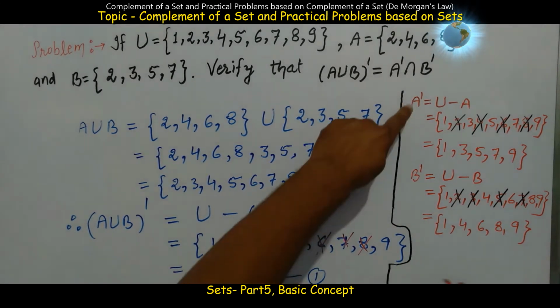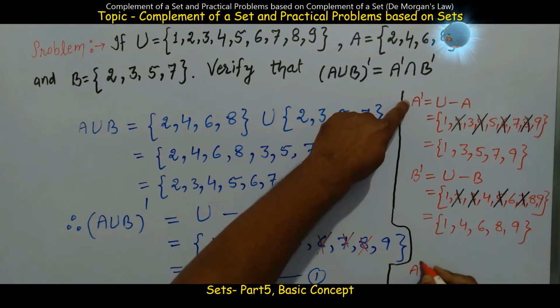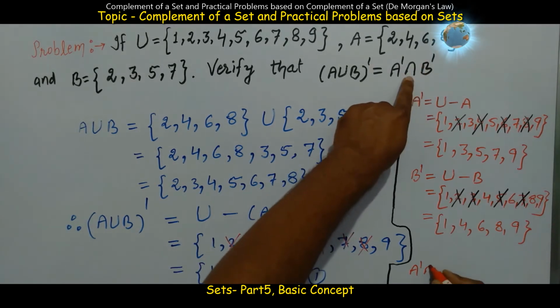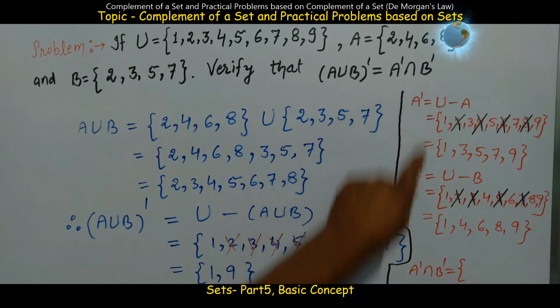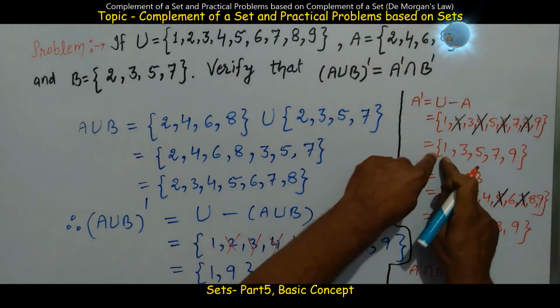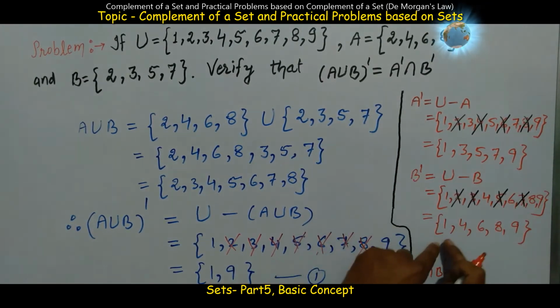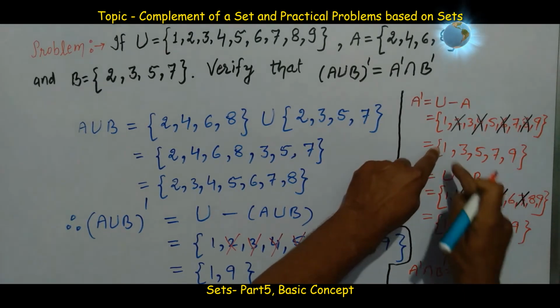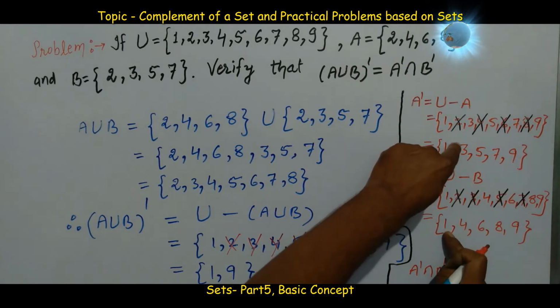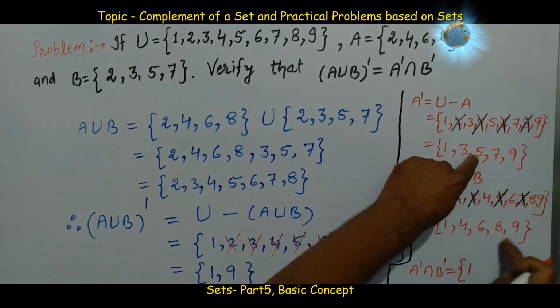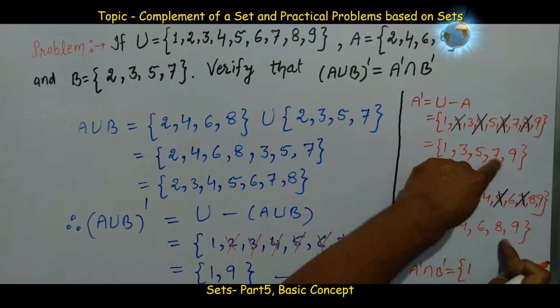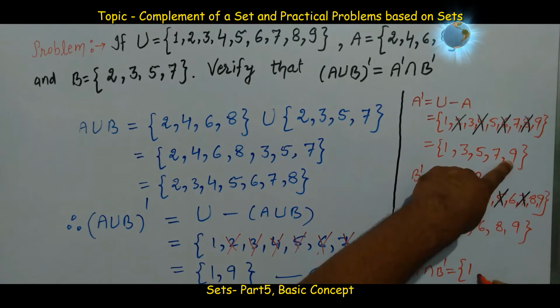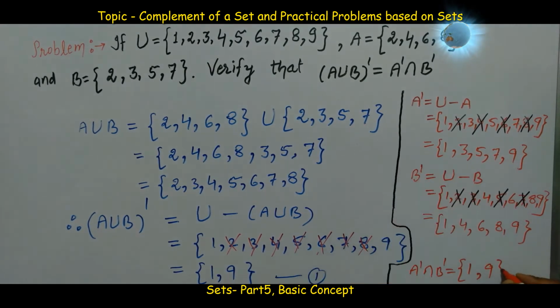Now A complement intersection B complement. Intersection means common in A complement and B complement. 1 is common because 1 is here, 1 is also here. 3 is not common, 5 is not common, 7 is not common. Next is 9. So 1 comma 9. So this is number 2.